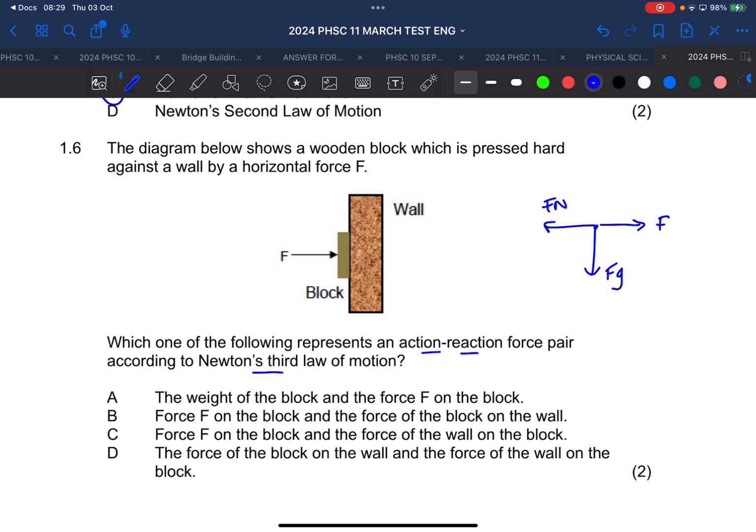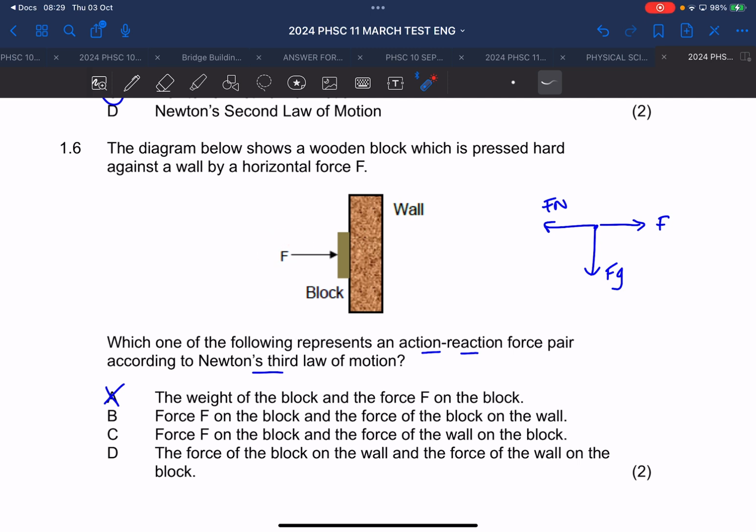So I'm quickly scanning which one they are looking for. The weight and force F, they're not even in the same plane, so it cannot be those two. Force F, force block on wall. Force of wall on block. Okay, so they're looking at force F specifically there.